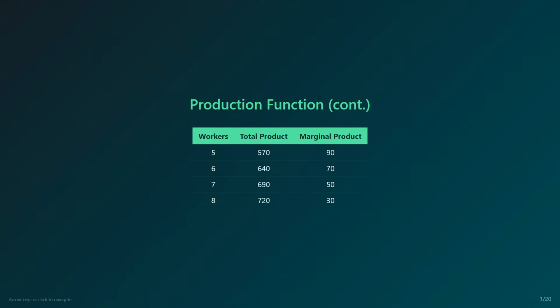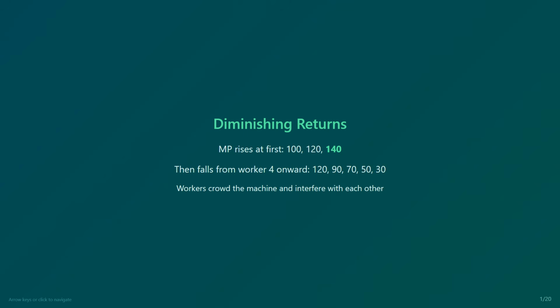Worker 5, marginal product, 90, 570 minus 480. Worker 6, marginal product, 70, 640 minus 570. Worker 7, marginal product, 50, 690 minus 640. Worker 8, marginal product, 30, 720 minus 690.